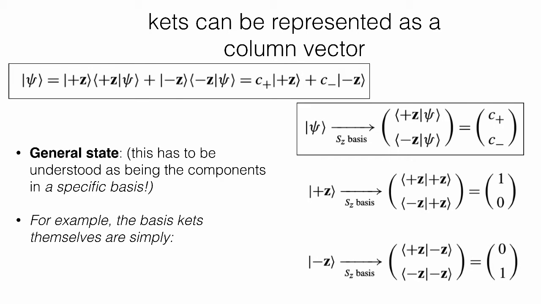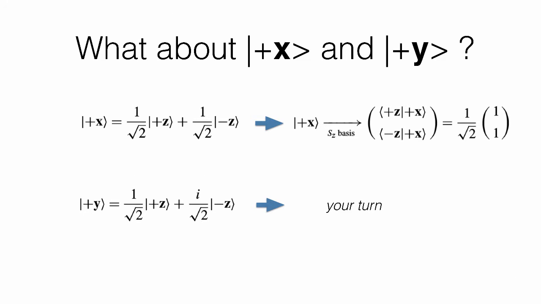Nothing really surprising other than the fact that we are formalizing everything that we are trying to do here. Now, of course, we can do that for other states. If you remember how we built the states plus x after the analysis of Stern-Gerlach experiment number 3, we found that we had a 1 over square root 2 coefficient for both the plus z and minus z basis. In other words, we can write that state as a column vector, just as written on the right-hand side there. Obviously, we can do the same for the plus y state, the one we obtained after Stern-Gerlach experiment number 4.